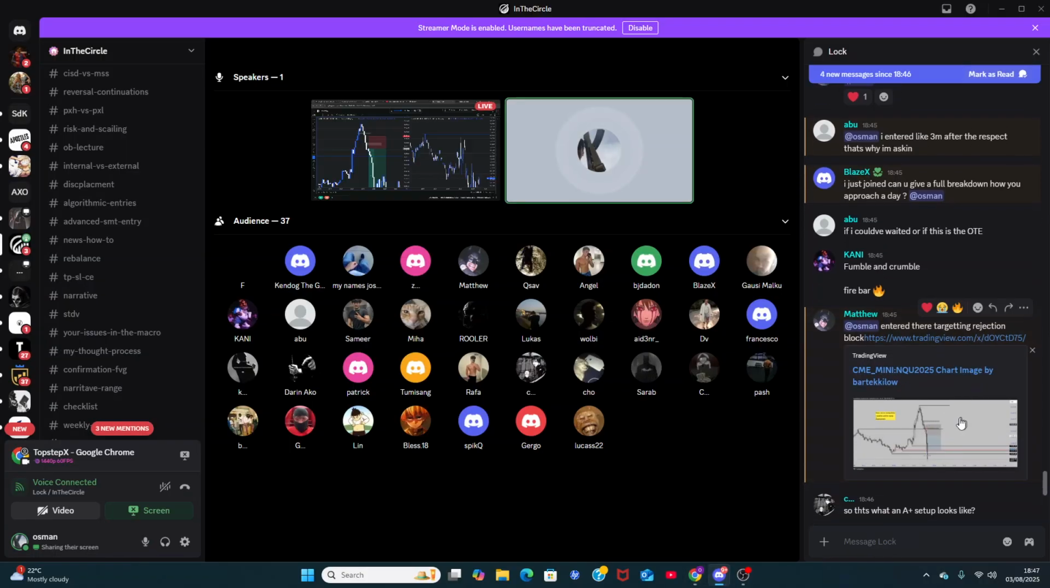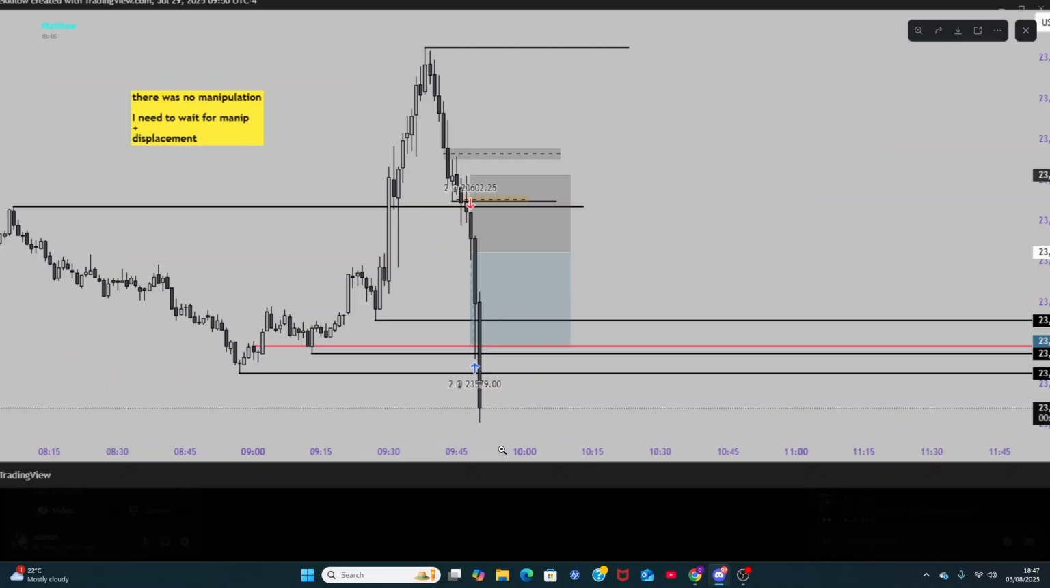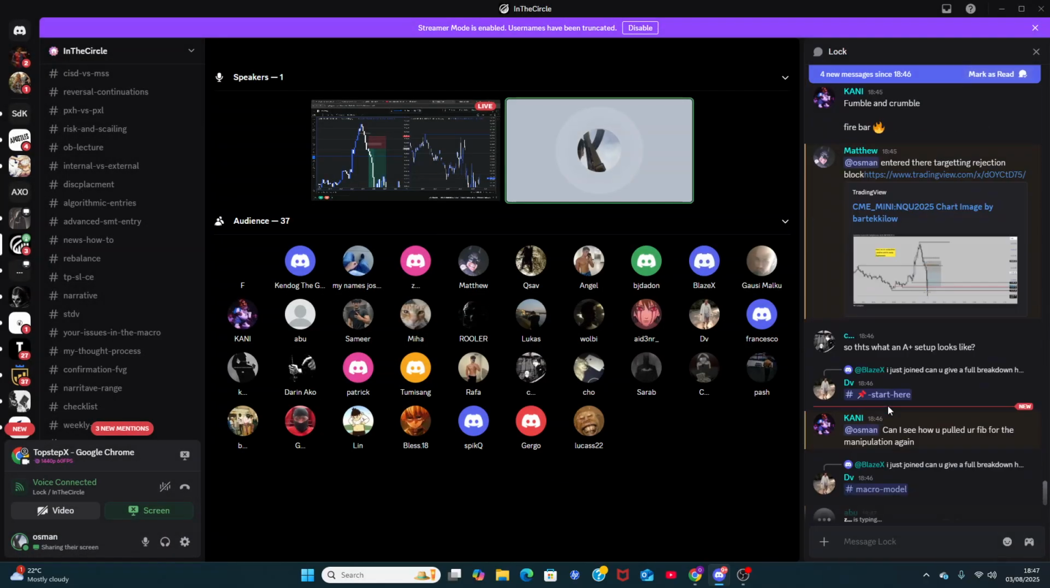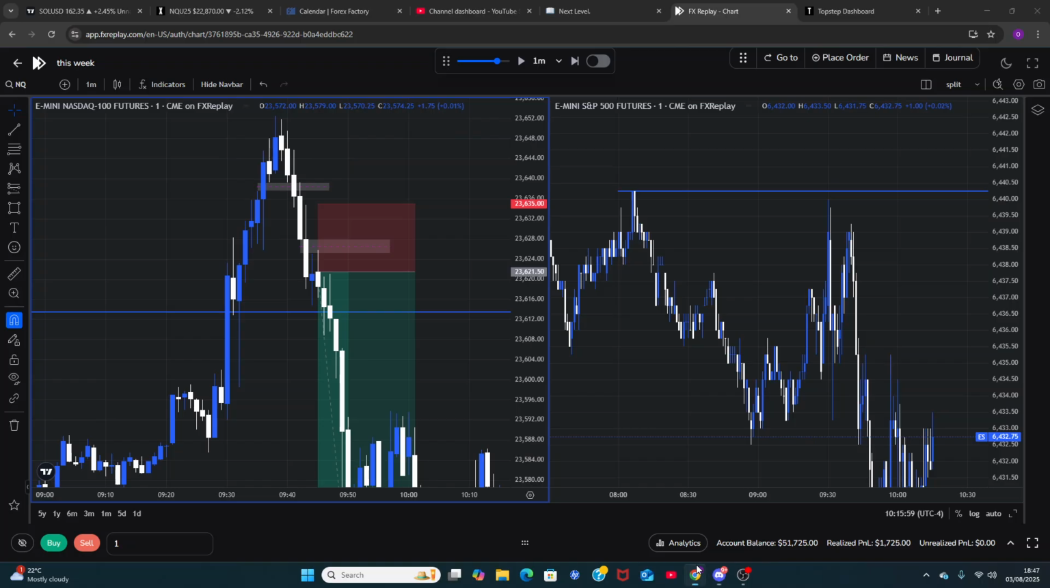Enter, they're targeting the rejection block. Bang. Clean, bro. See that? See, you entered off displacement, which is completely fine. You recognize what price wants to do. That's an A plus setup. Yeah, low-key A plus setup.